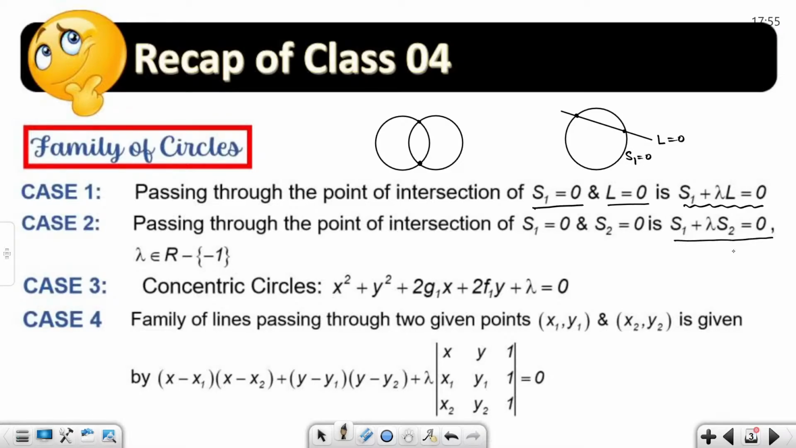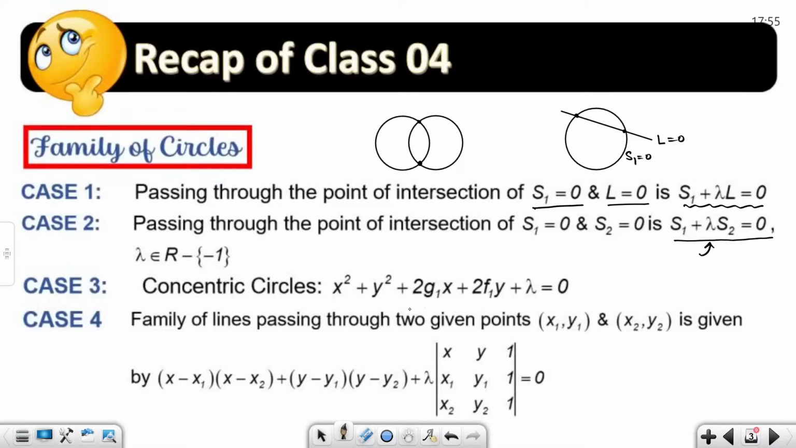But in this case, we must be careful about one thing, that your lambda cannot be equals to minus 1. Why? Because if you take lambda equals to minus 1, this equation no more remains the equation of a circle. That's the reason we should be careful while using this formula, that your lambda cannot be equals to minus 1.